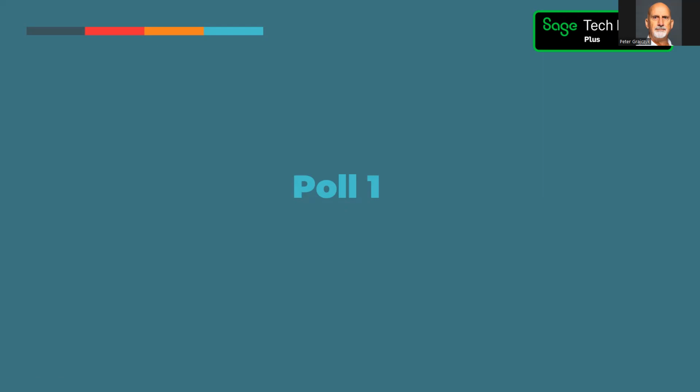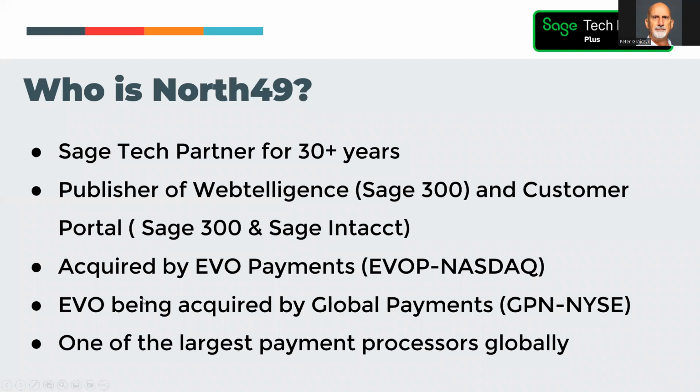So next up is, who is North49 and why should you care? So we've been around in the Sage world for many years. Started way back in the ACPAC Plus days. If anyone's been around that long, that's the DOS version that was out from the 80s, and grew up, of course, over the years, acquired by Computer Associates and then subsequently acquired by Sage, and we now are Sage 300, and in its various names that have come and gone throughout the years.